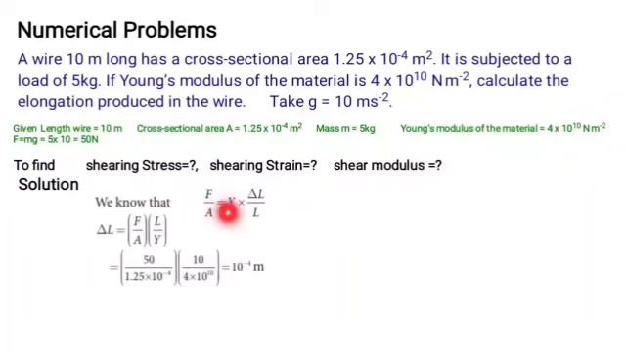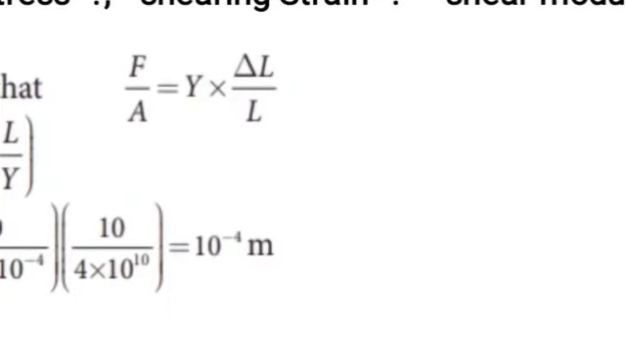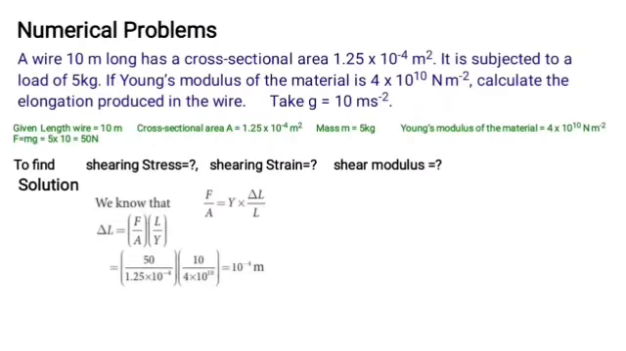We know force per unit area is equal to Young's modulus into delta L divided by L. Stress is equal to Young's modulus into strain. So the value of delta L can be obtained by using this relation, F upon A, L upon Y. Substituting the values of F, A, L and Y, we are going to obtain the delta L value as 10 to power minus 4 meter.